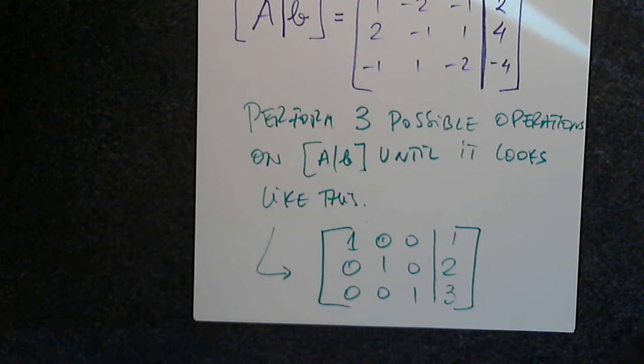0x plus y plus 0z equals 2, which means y equals 2. 0x plus 0y plus 1z equals 3, which makes z equals 3.